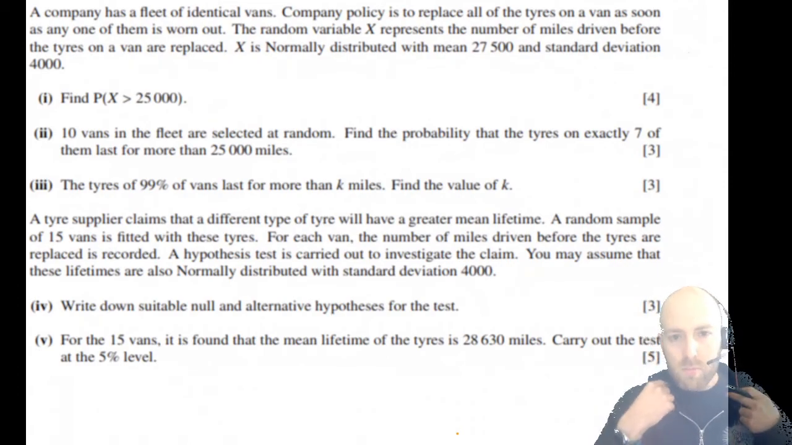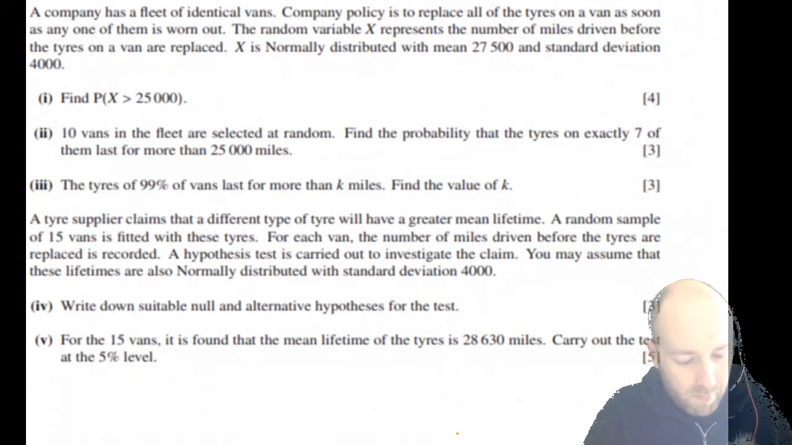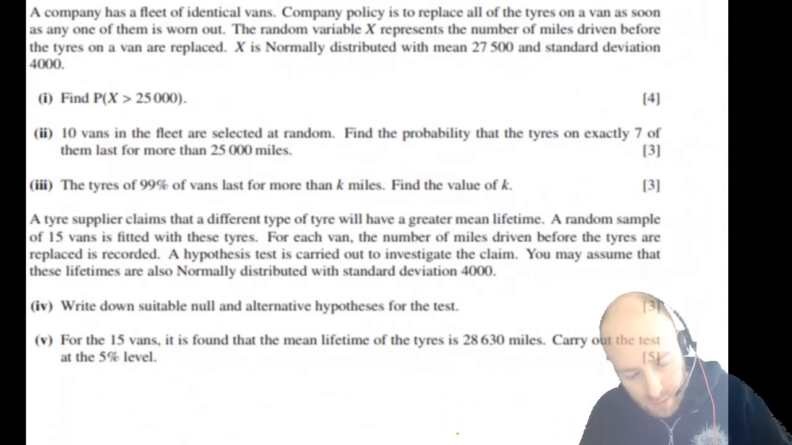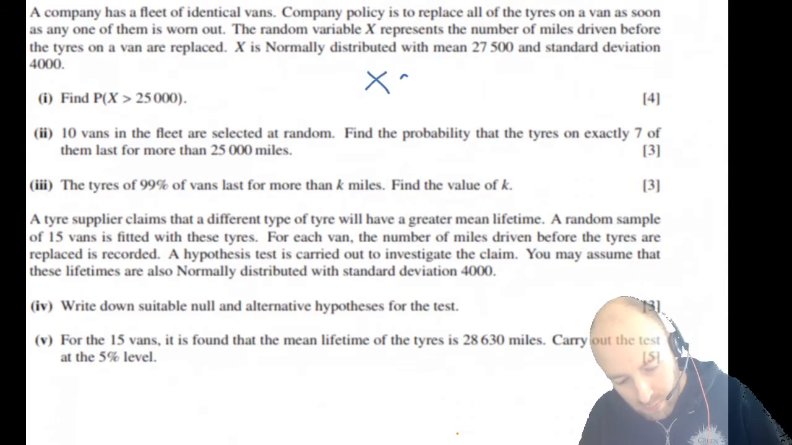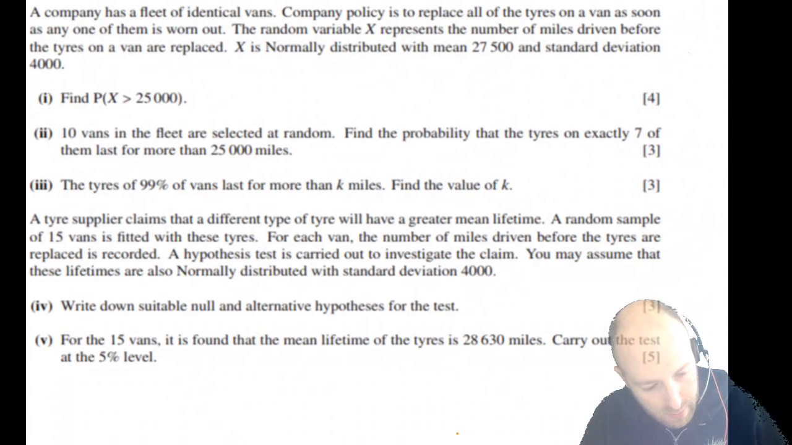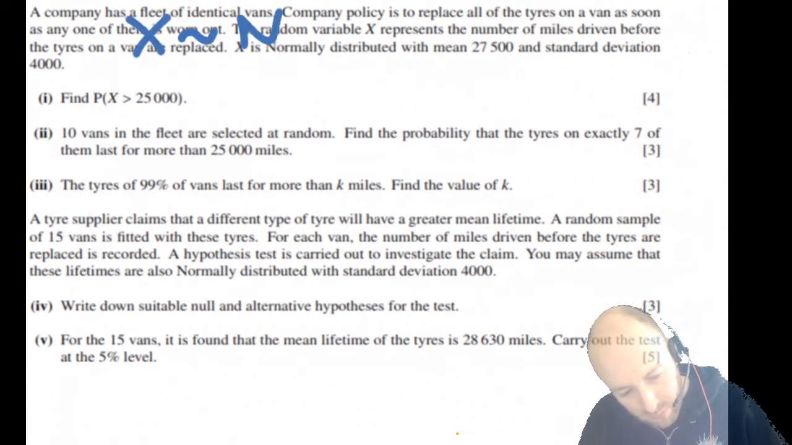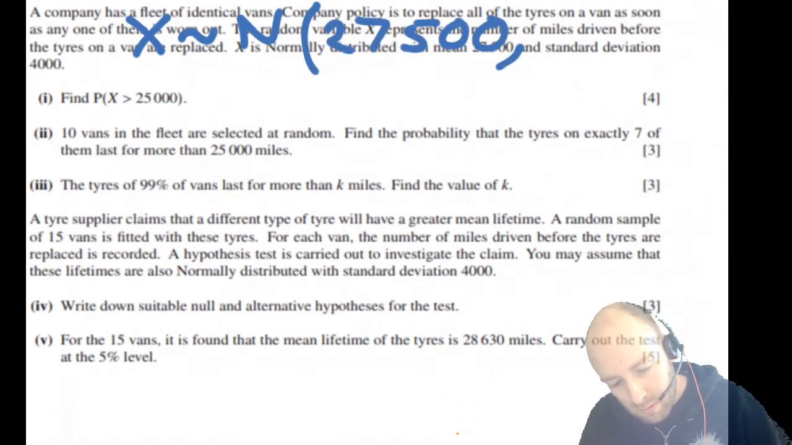Right, so we've got a group of identical vans. So we're going to write down the distribution. So they told us to use X. So X is normal, 27500 and sigma is 4000.